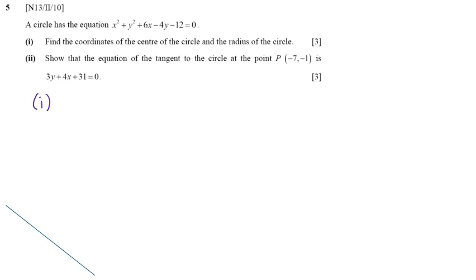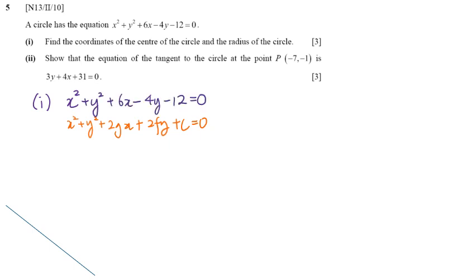Right, let's do the next question. This one is easier in the sense that you're given the general form of the equation of the circle and you're asked to find the coordinates of the center and the radius of the circle. So that is quite easy. You just need to compare the equation of the circle with the general form.